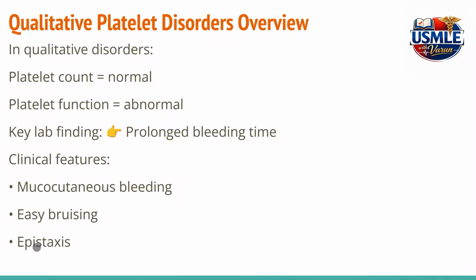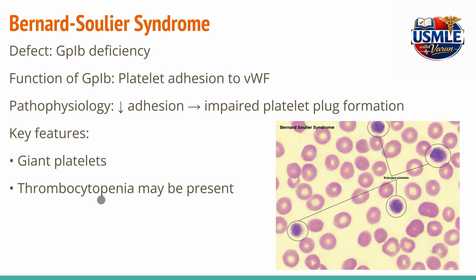In qualitative platelet disorders, platelet count is normal but function is impaired. So in these cases, bleeding time is prolonged. So clinically, these patients also present with mucocutaneous bleeding. Now let's try to discuss a syndrome called Bernard-Soulier syndrome.